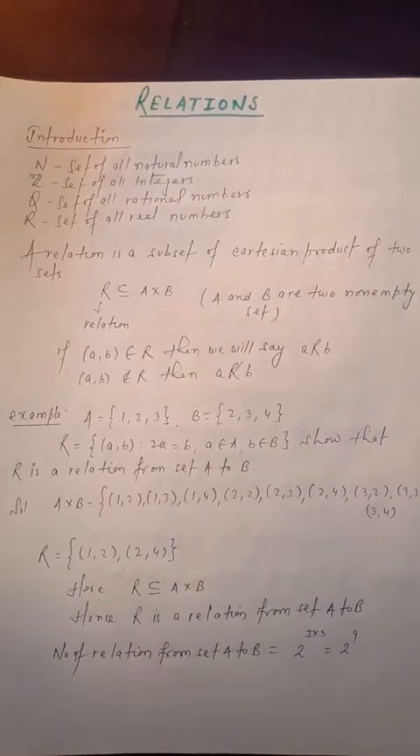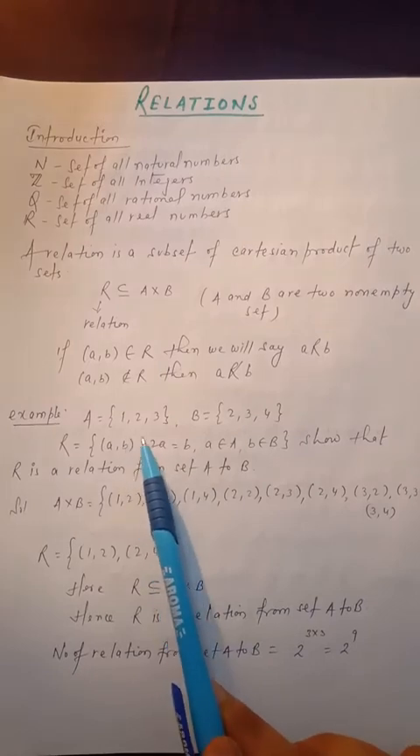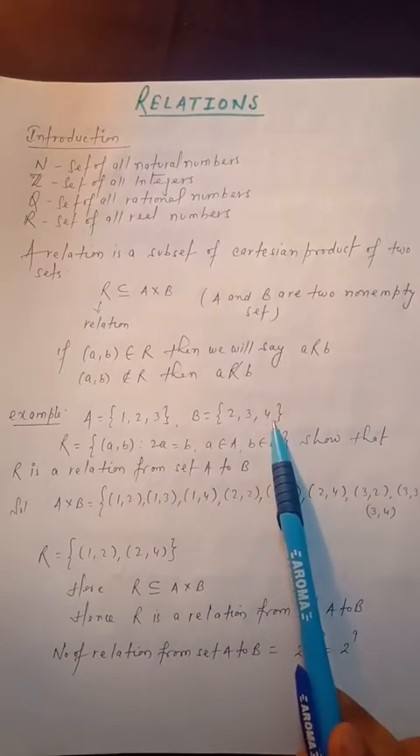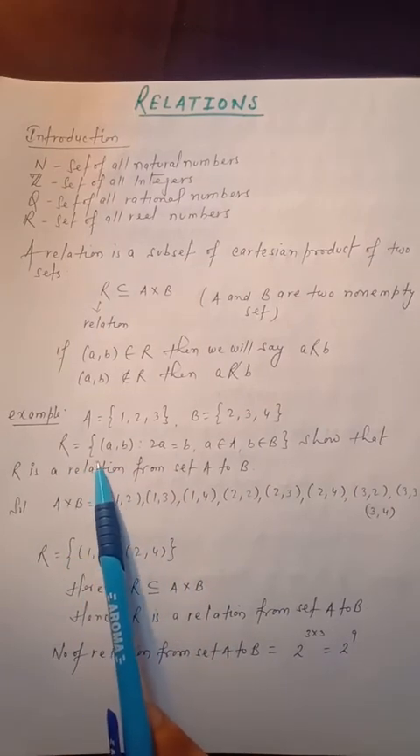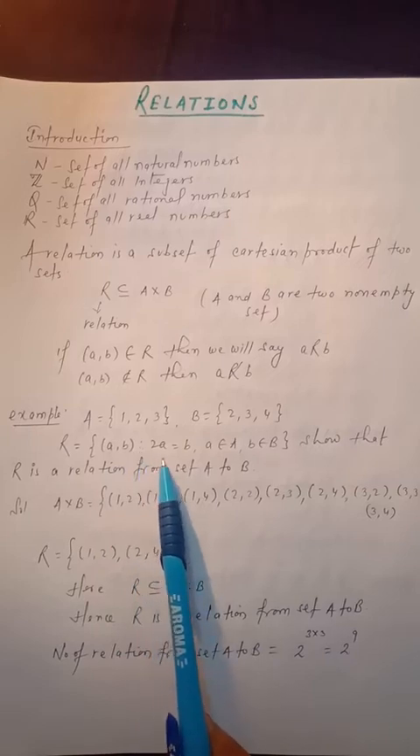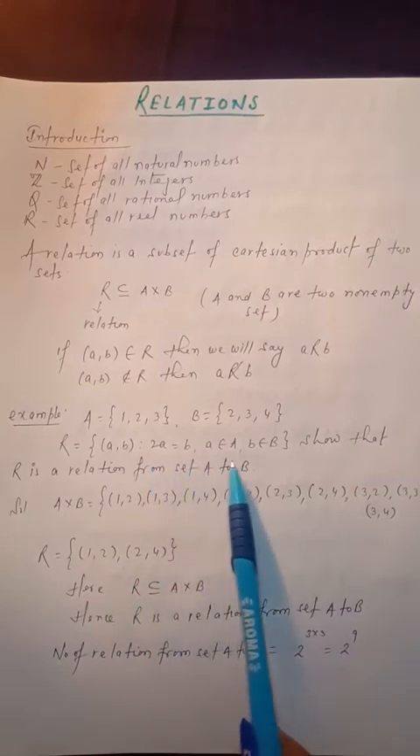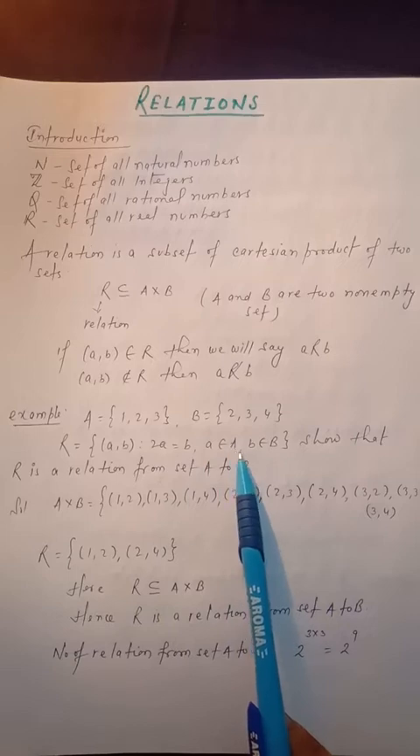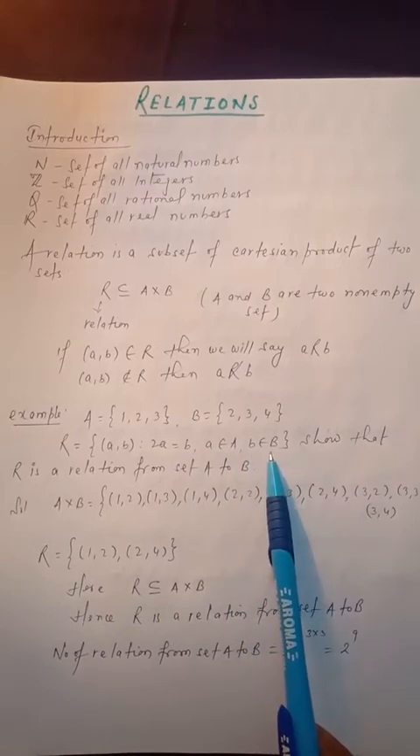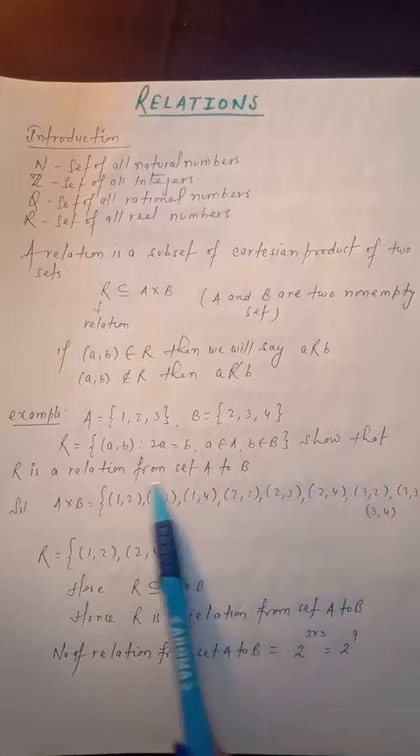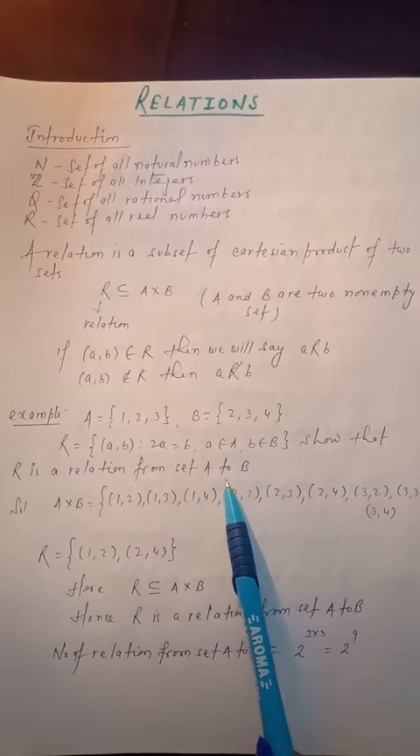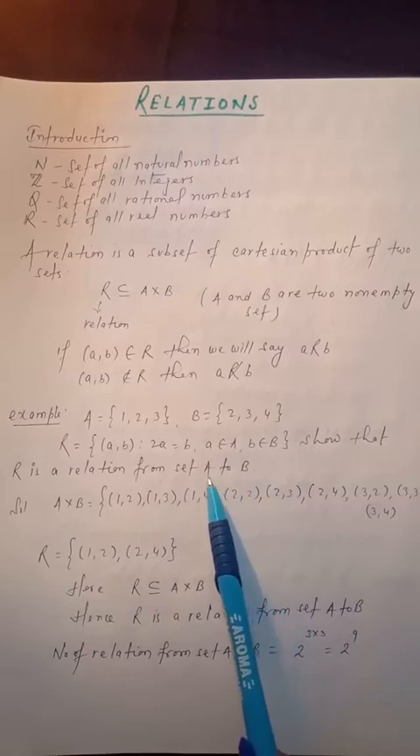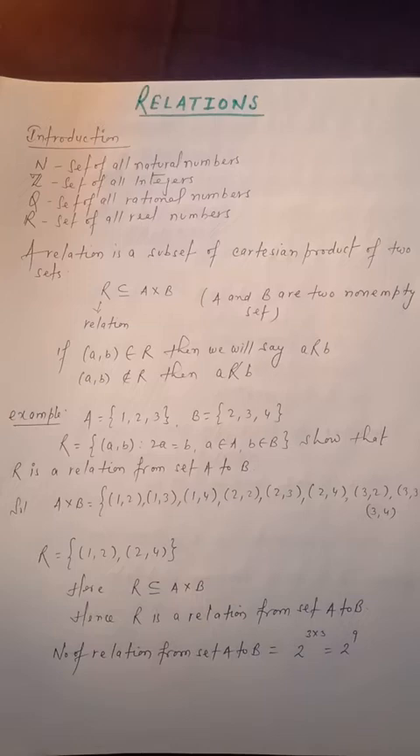Let's take one example to understand it in a more proper way. The set A is {1, 2, 3} and set B is {2, 3, 4}, and one relation is written, R = {(a, b) : b = 2a}, where small a belongs to set A and small b belongs to set B. Then you have to show that R is a relation from set A to B. So how will we show that this R is a relation from set A to B?